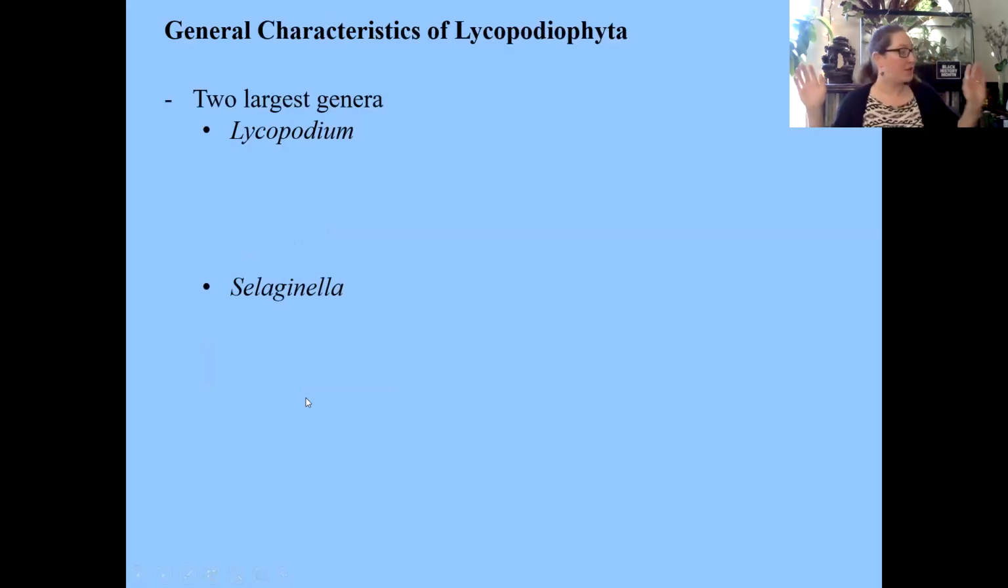All right, so we're in the phylum Lycopodiophyta, right? The lycopods. And I told you there's maybe 1,000, 1,200 species total, right? Well, most of those species are in these two genera, the genus Lycopodium, which I mentioned at the top of the class, and the genus Selaginella. Or some people like to say Selaginella, but I like to say Selaginella.